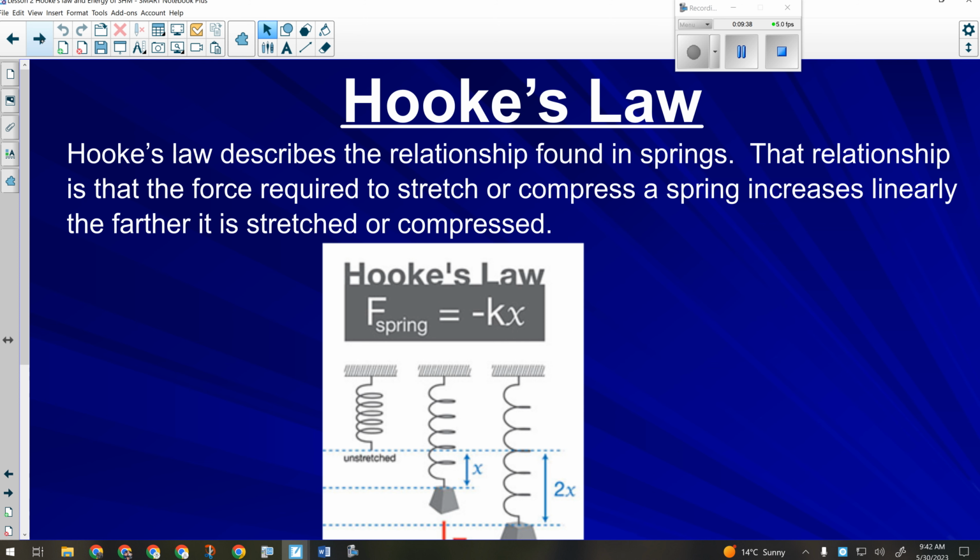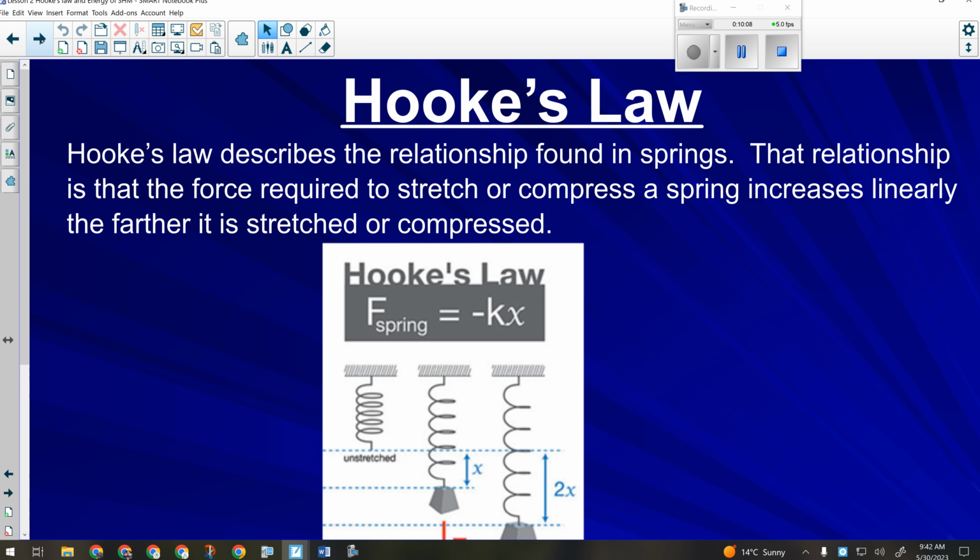Now, all springs have a truly elastic region. That is the area, the different lengths they can be compressed or stretched to, where that would be true, where that restoring force would be linear with displacement. If you pull a spring too far, what happens to it? It'll break. Generally before it breaks, it'll do something else.